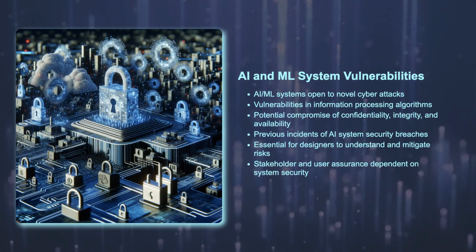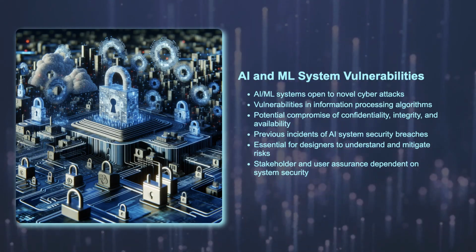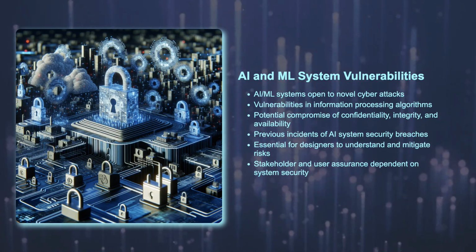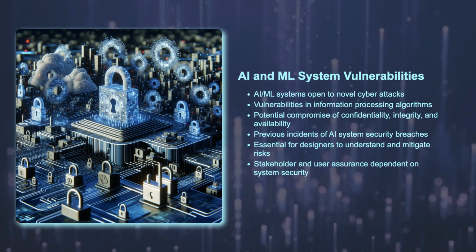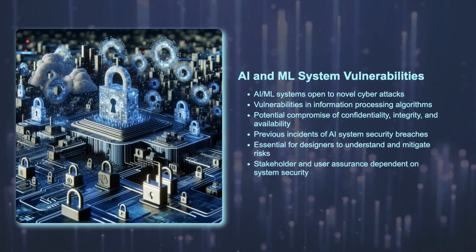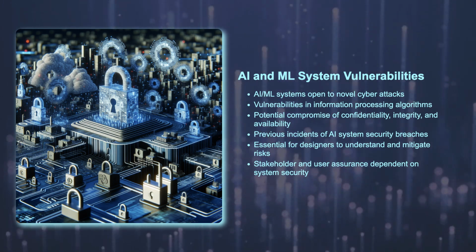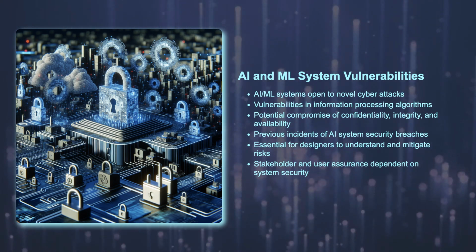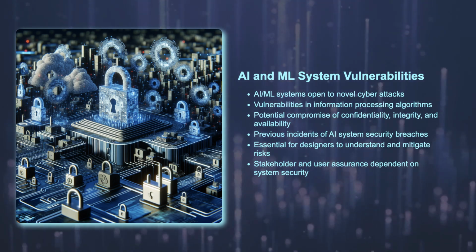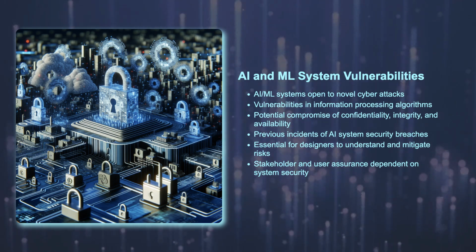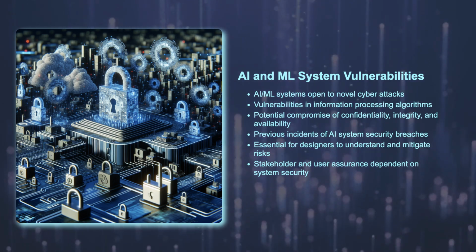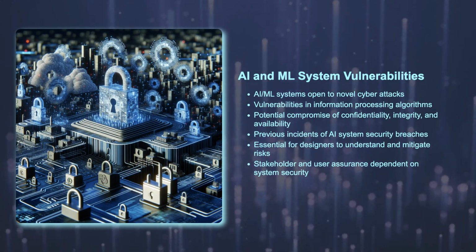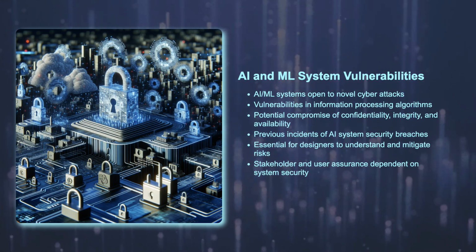Alongside traditional cyber attacks, the use of artificial intelligence, AI, and machine learning, ML, leaves systems vulnerable to new types of attack that exploit underlying information processing algorithms and workflows. All aspects of an AI or ML system's security are potentially vulnerable, and compromises of system confidentiality, integrity, and availability have all been previously observed. Without properly understanding and mitigating these vulnerabilities, system designers can't assure stakeholders and ultimately users that an AI system is safe and secure.